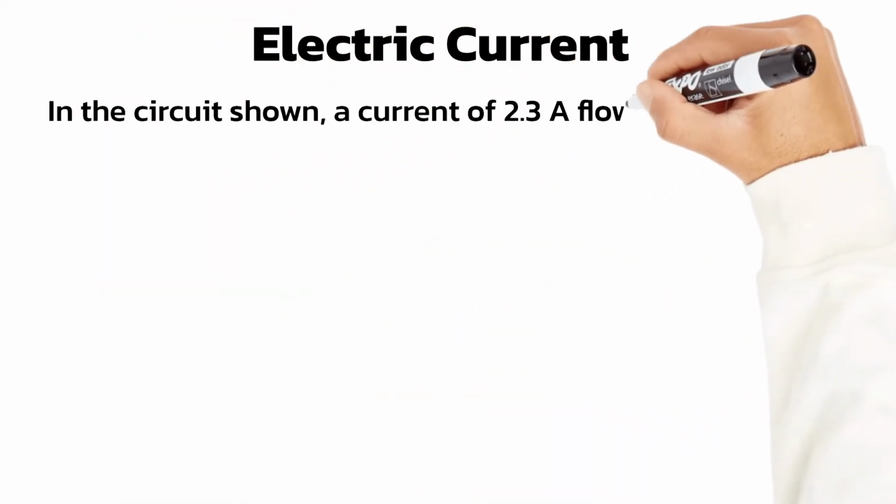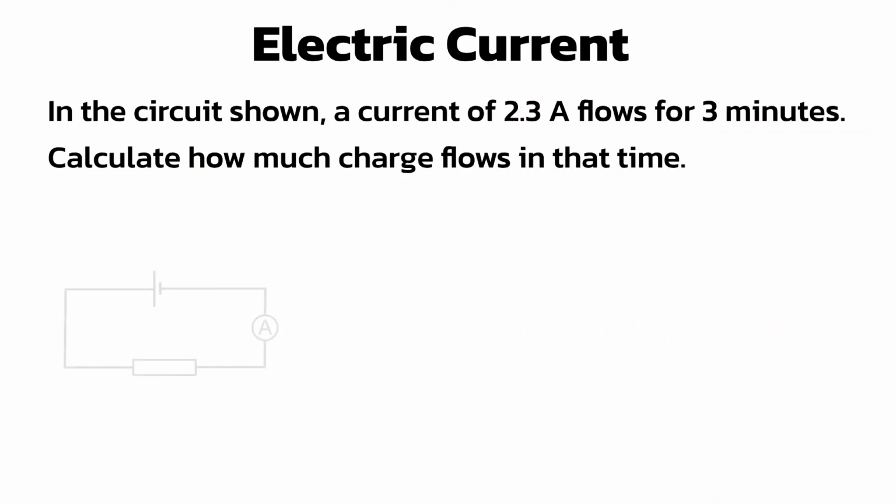In this example question, a current of 2.3 amperes flows through a circuit in 3 minutes. Calculate how much charge flows in that time. Pause the lesson now and restart it when you're ready to check your answer.